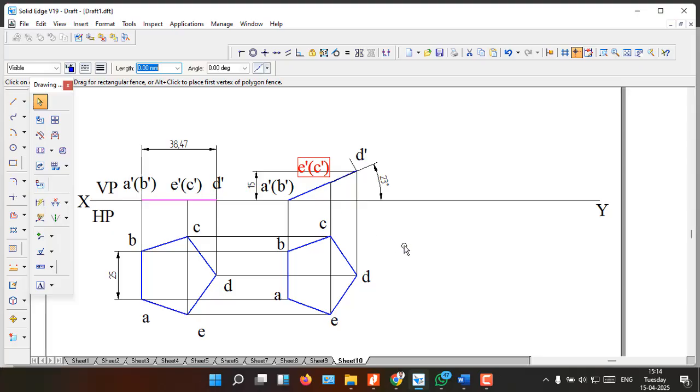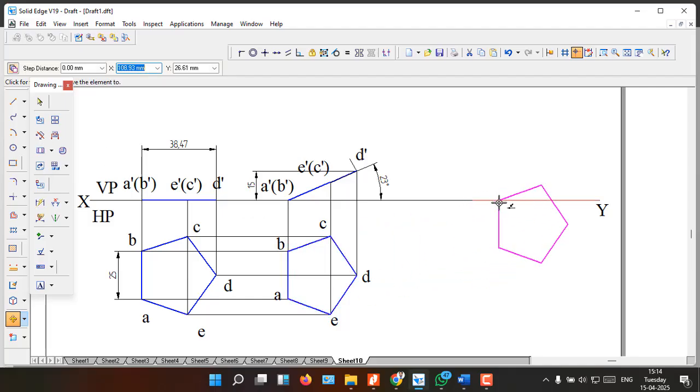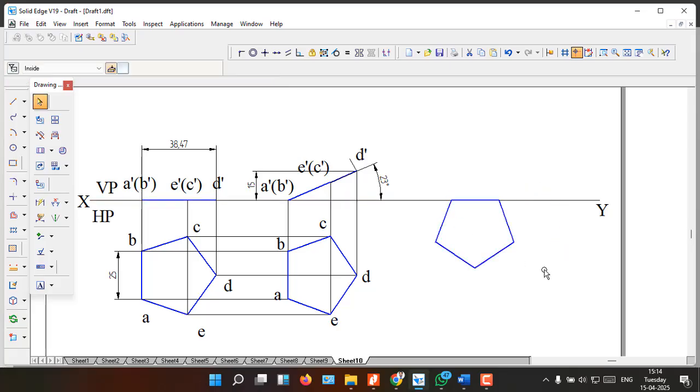Now when it comes to the third position, the edge on which it rests is on both the reference planes, or on VP and HP. So we'll take a move from point B. We'll keep it on the XY line, and then we'll go to the rotate command. We'll rotate in such a way that this AB will be on the XY line like this.